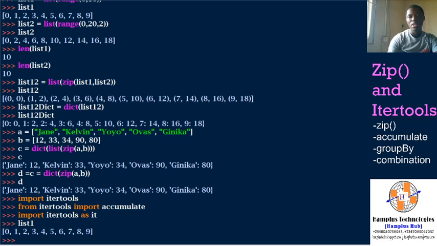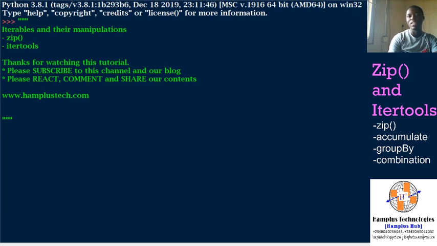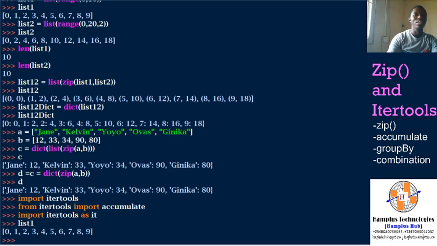Remember, I told you that we'll be looking at accumulate, combination, and some other things in itertools. So let's look at accumulate. What does accumulate do? What will it give us? It dot accumulate. What am I accumulating? I'm accumulating list one.